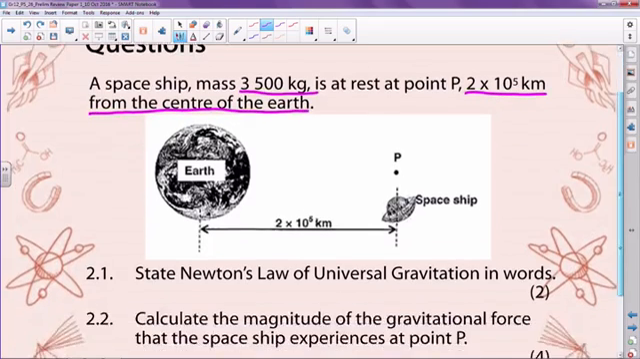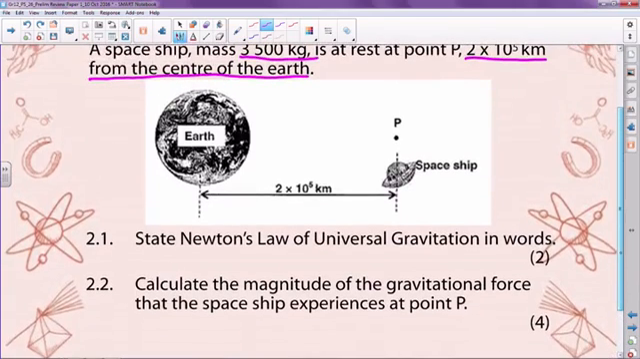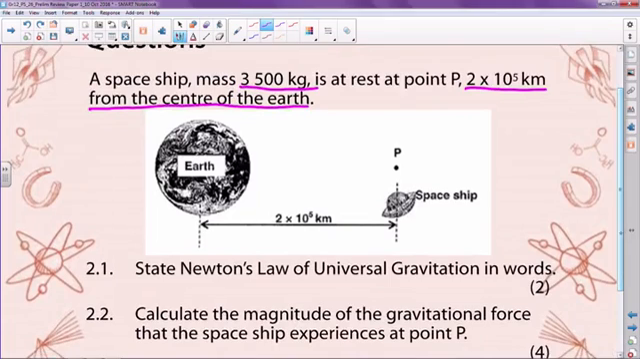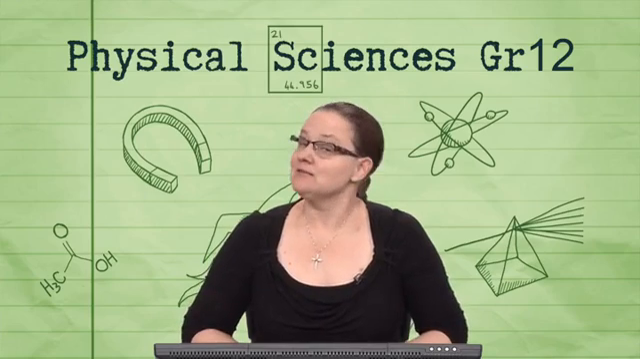The first question says state Newton's law of universal gravitation in words. Very important that you can do that. Then I ask you to calculate the magnitude of the gravitational force that the spaceship experiences at point P. It's a fairly straightforward question, but because there are some calculations in it, I'm going to give you 3 minutes, and your time starts now.